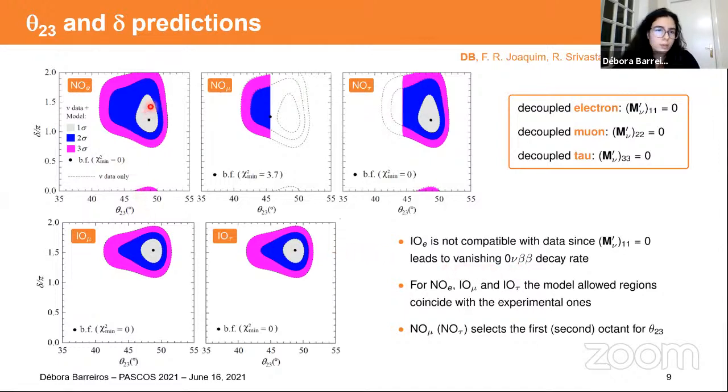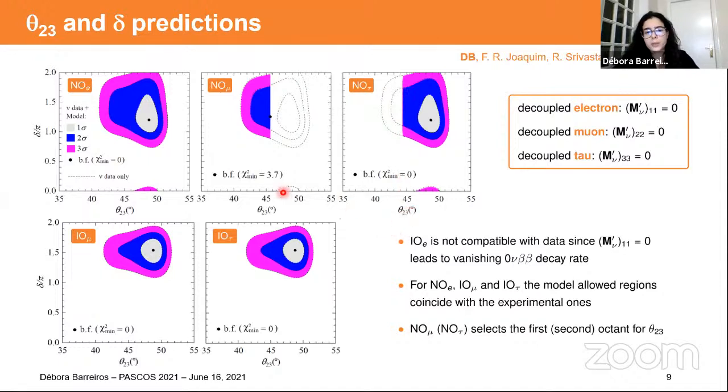For the other cases, I here present the allowed regions at 1 sigma, 2 sigma, and 3 sigma. And for comparison, I present here as well the contours from the global fit. For these three cases, as you can see, the model allowed regions coincide with the experimental ones, while for the case of normal ordering and decoupled mu1, the model selects the first octant for theta 23, and for the case of normal ordering and decoupled tau, the model selects the second octant for theta 23.